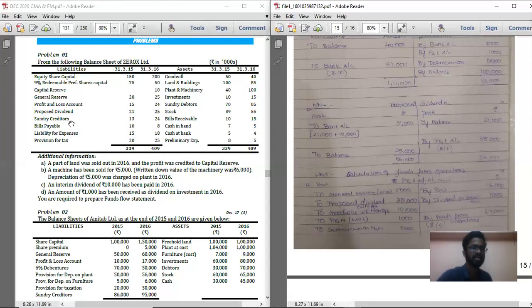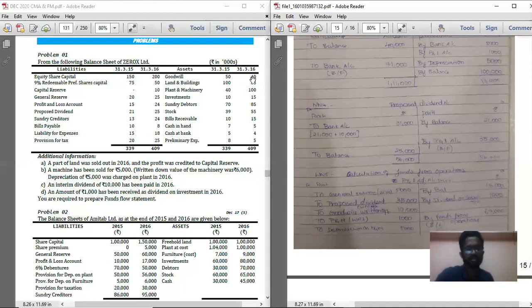35,000. So what is the next entry? Sundry creditors done, bills payable done, liabilities for expenses done, provision for tax is also done. So next, goodwill. There is some decrease in value. When there is a decrease in goodwill, you are writing off goodwill, and your profit is coming down. Simple. It's like writing off your asset.